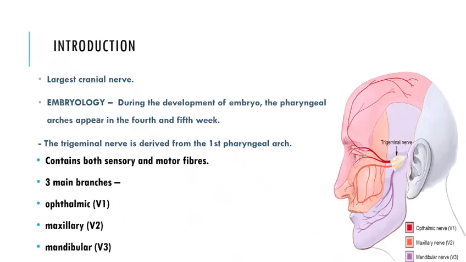It is the largest cranial nerve. Embryologically, during the development of the embryo, the pharyngeal arches appear in the fourth and fifth week, and the trigeminal nerve is derived from the first pharyngeal arch. It contains both sensory and motor fibers, and its three main branches are ophthalmic, which is called V1, maxillary, which is called V2, and mandibular, which is called V3.